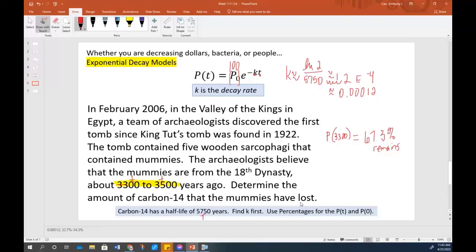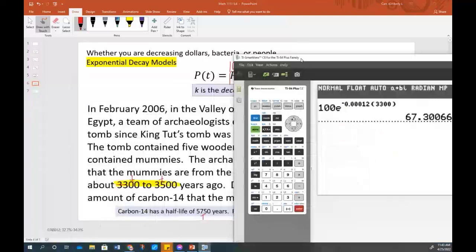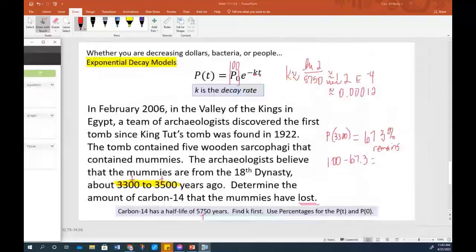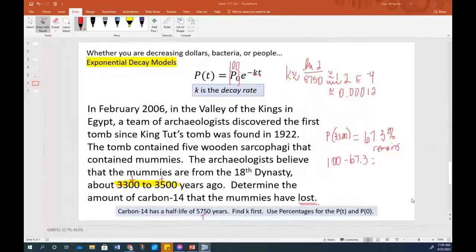Well, they didn't ask me how much remains. They actually asked me how much they lost. So I need to do 100 minus 67.3 to find out how much they've lost. And I find that they've lost then 32.7% if they're actually 3,300 years old. So 32.7% lost. But the thing is, we're not sure that they're 3,300 years old.